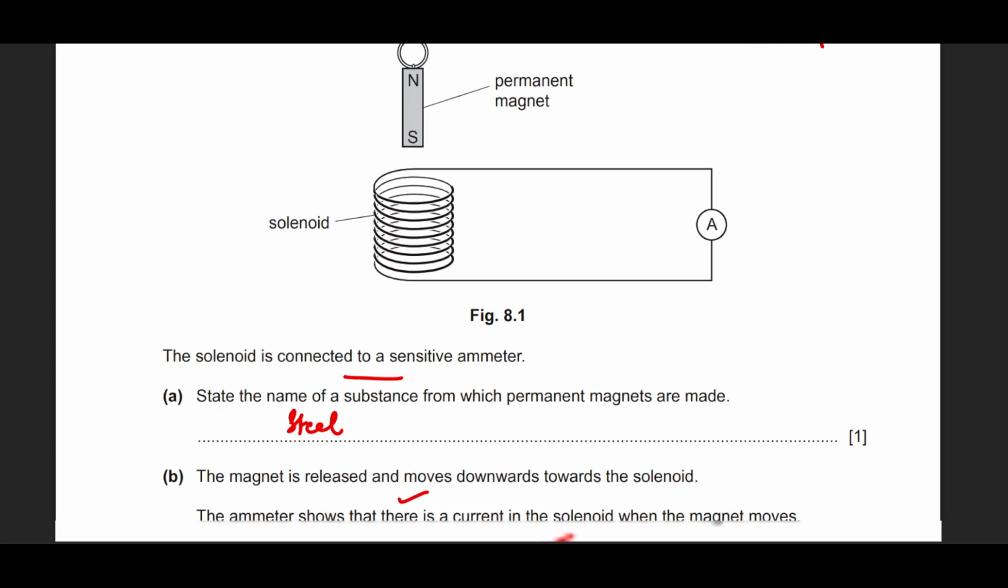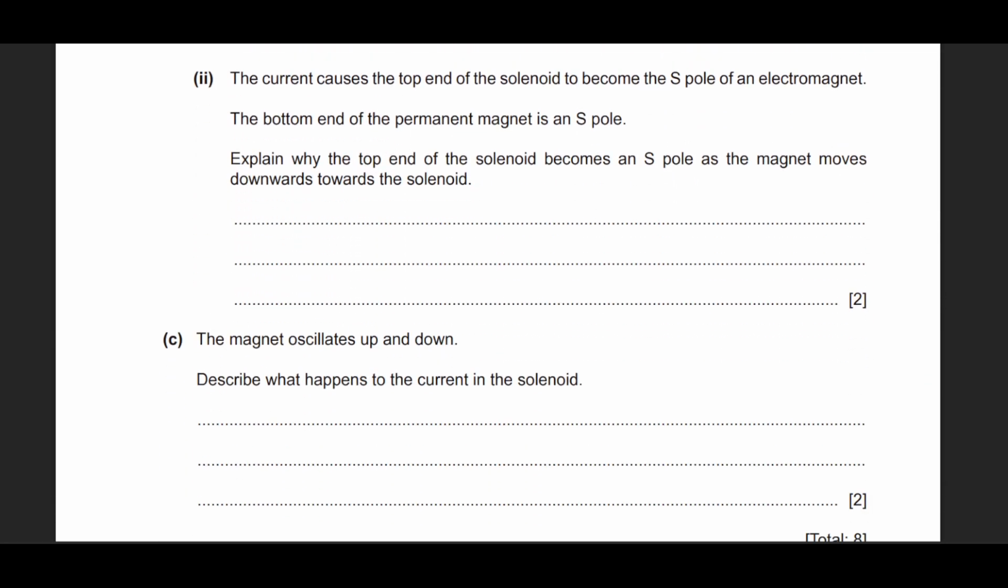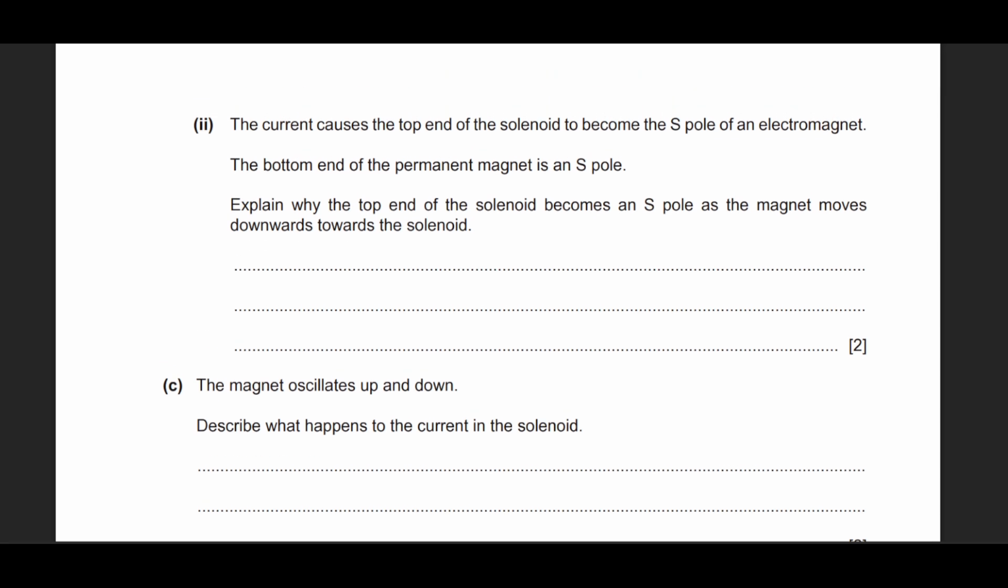Voltmeters have a very high resistance. They don't allow the flow of current. They just measure the voltage. The current causes the top end of the solenoid to become the south pole of the electromagnet. The bottom of the permanent magnet is the south pole.